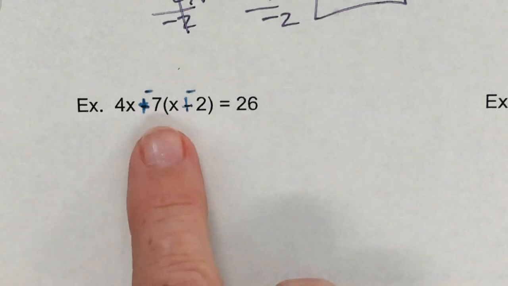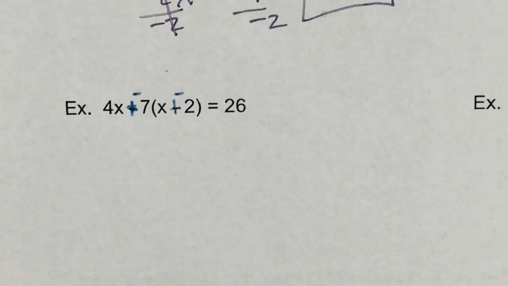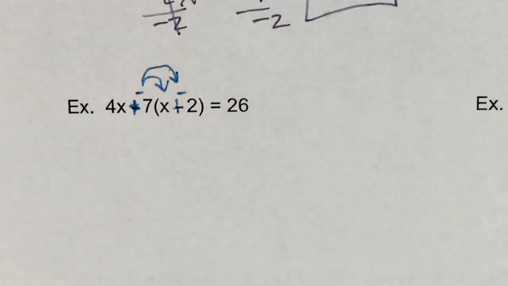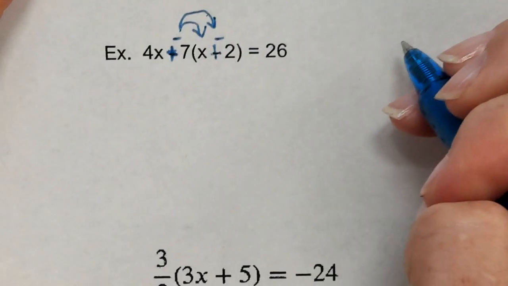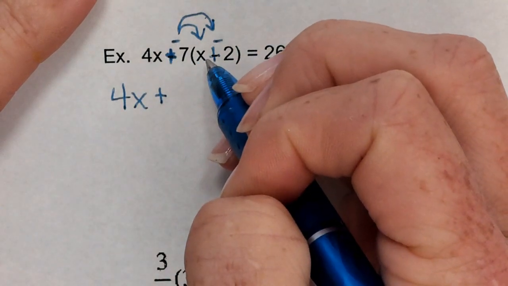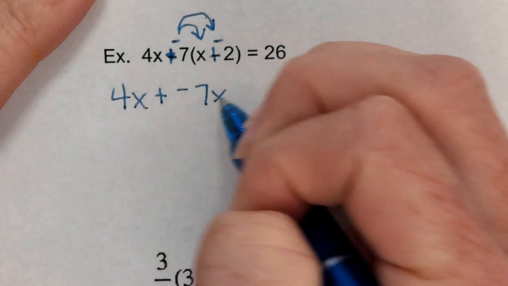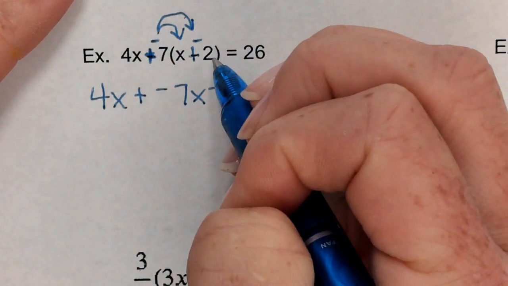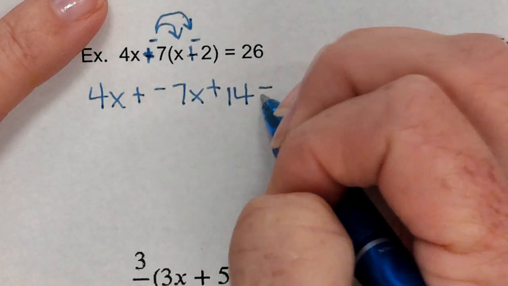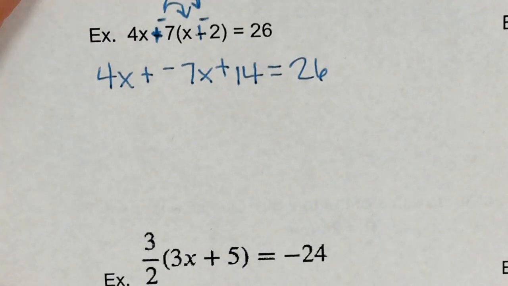Okay, so does everybody understand why we're going to change? We have to know that that number is carrying a negative value. All right, so we're going to distribute the negative 7 to the x and the negative 7 to the negative 2. So I have 4x plus, what is negative 7 times positive x? Negative 7x plus, what is negative 7 times negative 2? Negative times a negative is a positive 14 equals 26.